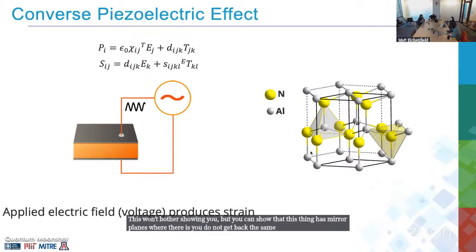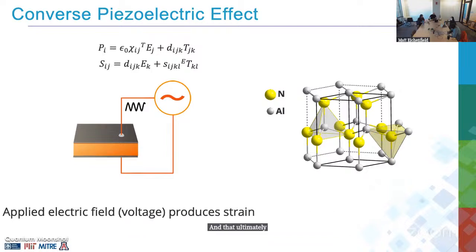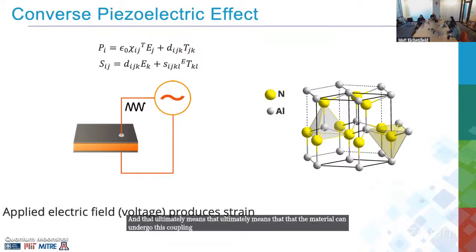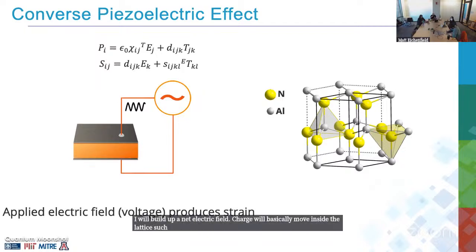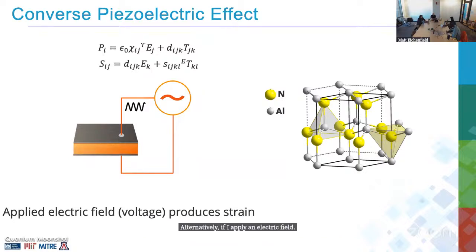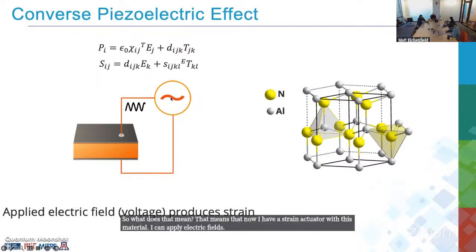So it lacks what's called an inversion center of symmetry, and that ultimately means that the material can undergo this coupling between electric fields and strain. If I strain the material, I will build up a net electric field. Charge will basically move inside the lattice such that there's a net electric field produced inside. Or alternatively, if I apply an electric field, it will actually strain. So what does that mean? That means that now I have a strain actuator with this material. I can apply electric fields and the material will actually strain itself.